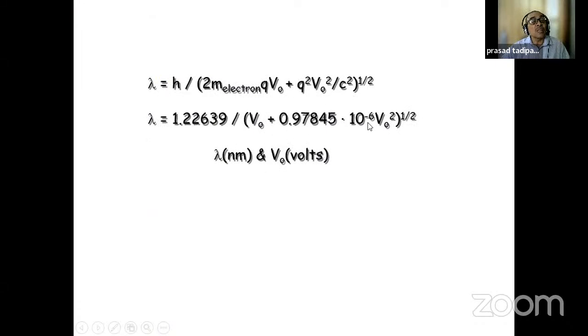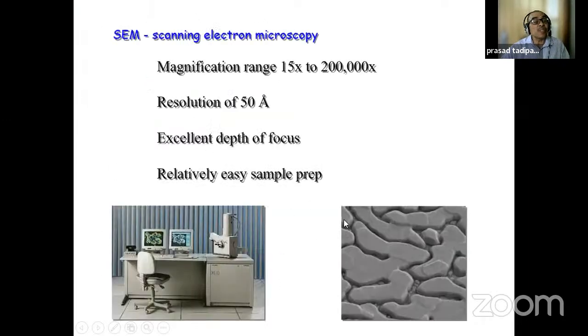So here, if you substitute the values of h, Planck's constant, and all the other constants, you will get this, and the voltage is somewhere around 10 kV. So by using these, you can get much more resolution. So this is electron microscopy.